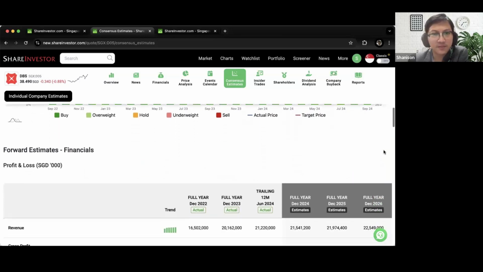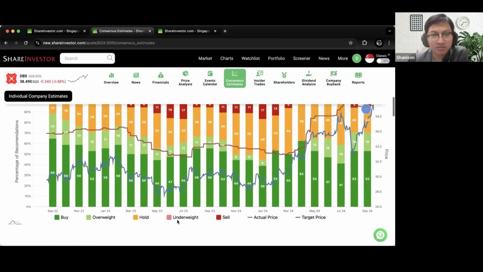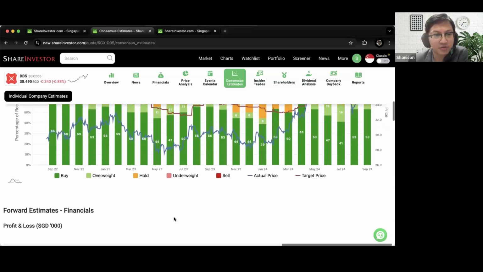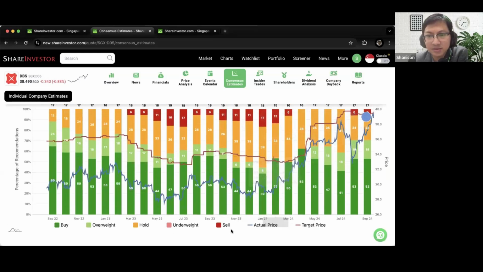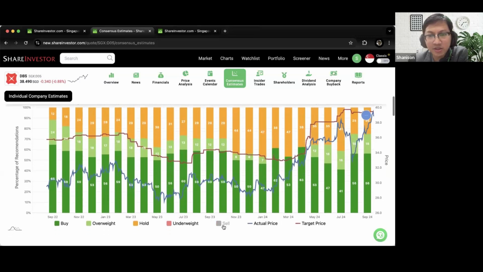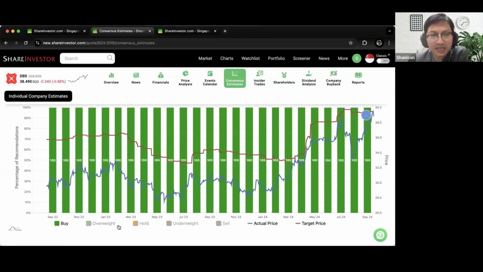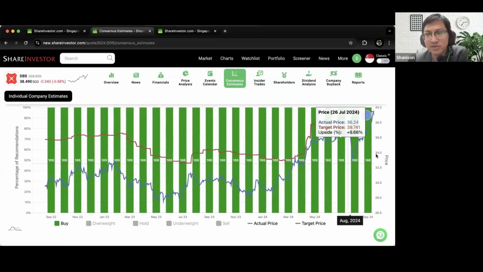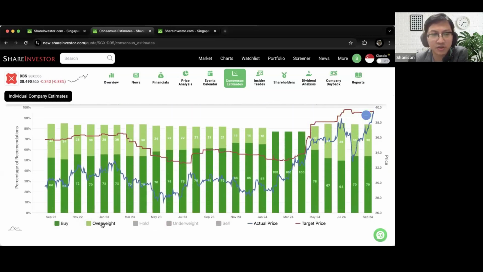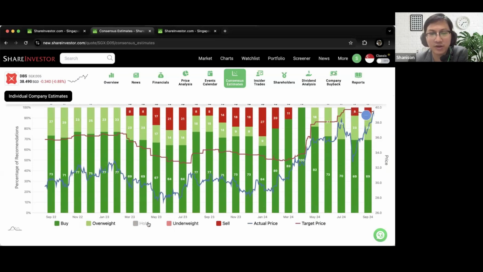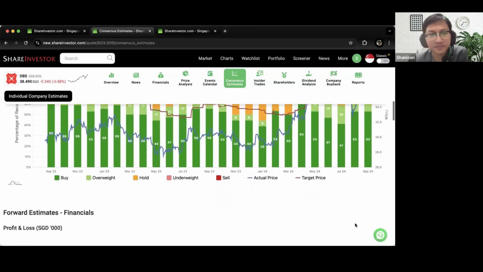Okay, so you can also filter some of those. Let's say you don't want to see the buy calls. You can unclick all those, and then you can see the buy call movements over here. And you can also just look at sell calls. So it's really up to you. The whole chart is quite flexible.